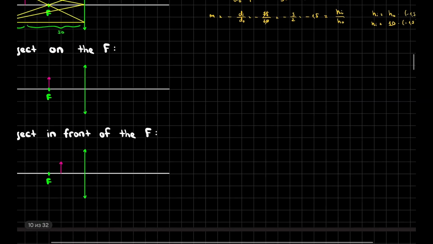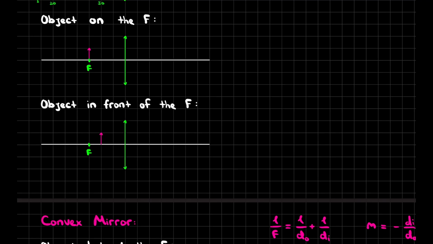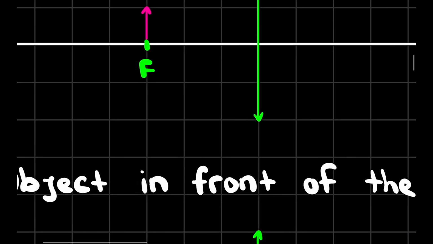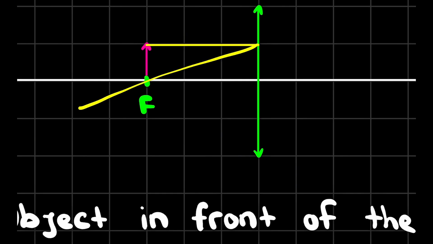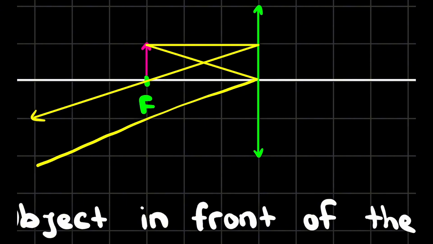Okay, good. Okay, what if the object stands exactly on the focal point? Then the line which goes straight goes through the focal point. Light which goes at some angle reflects at the same angle.